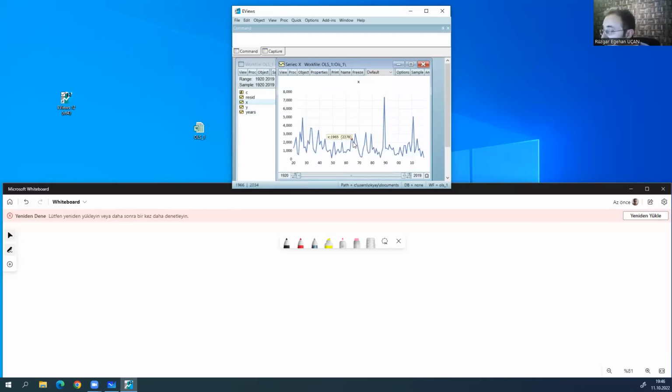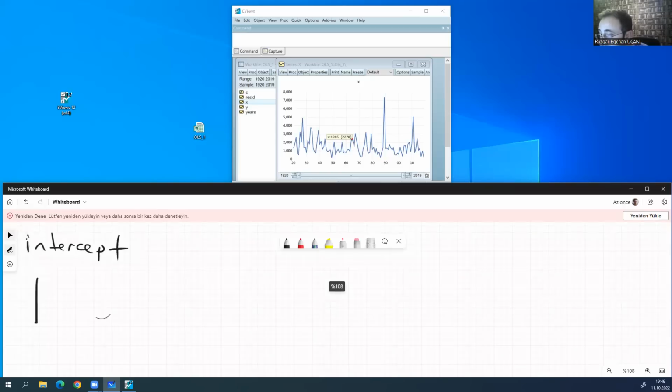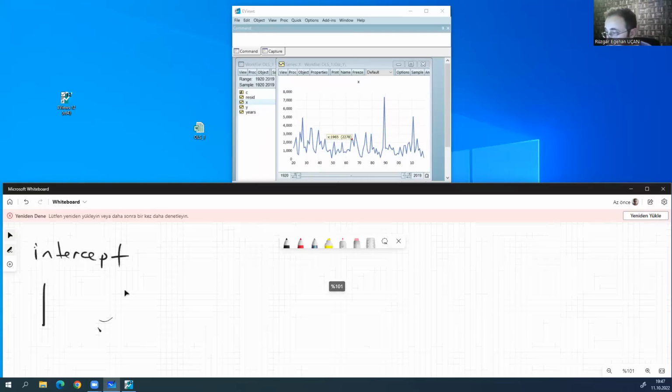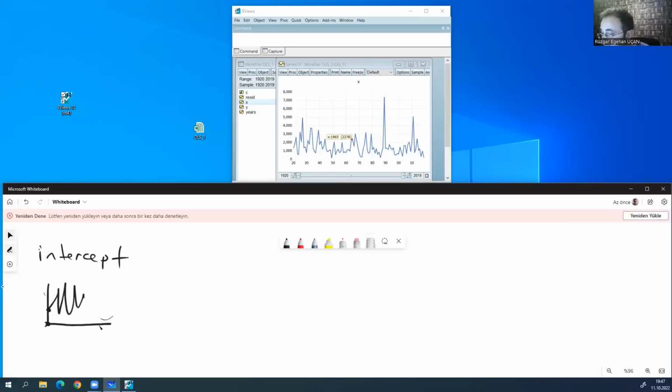So let's open X again, and the graph is like that. Also, we have an intercept. How can we understand the intercept? It's not starting from zero. You see here is zero, but it's starting like that. And again, we have a graph like a heart pulse. So we have intercept and no trend for X values.